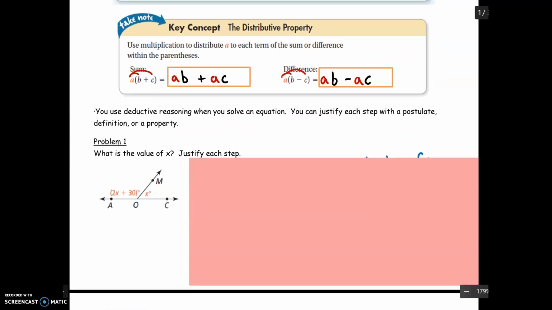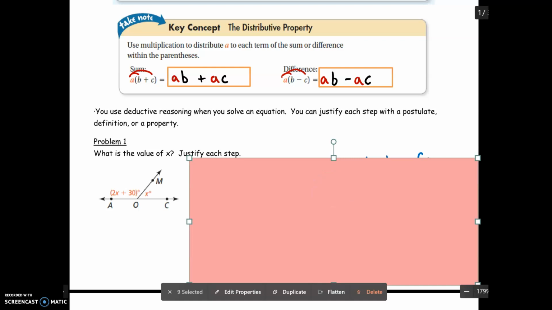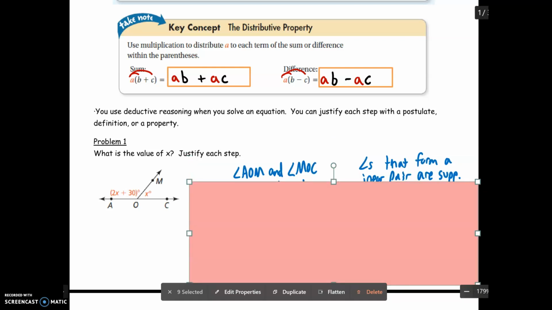So if I'm given a question like this to find the value of x and then justify each step, again, what we're looking to do is actually solve just like we would normally, but we're going to have to list the reasoning for our solution as we go. So when I'm solving this, again, this is something we could have seen on our last chapter test. We know that if I was to take those two angles and look at them as a pair, I'm just going to look through those justifications step by step.